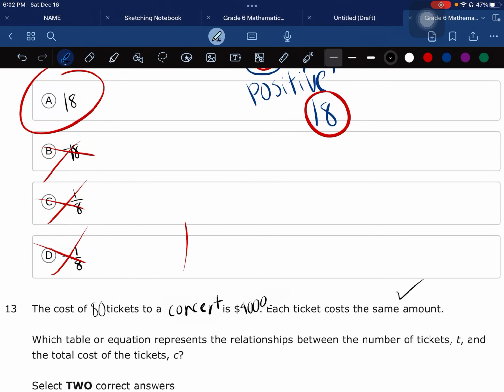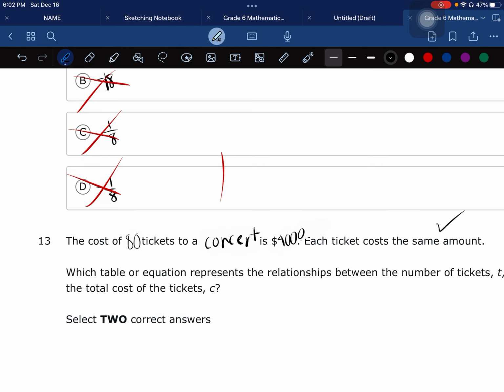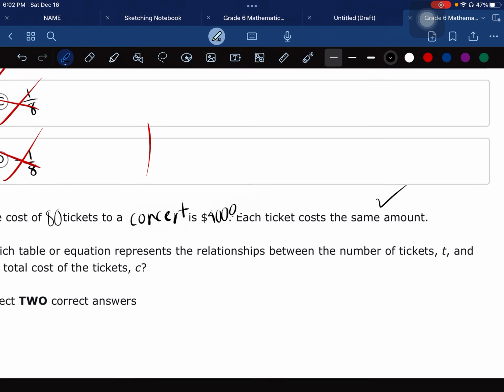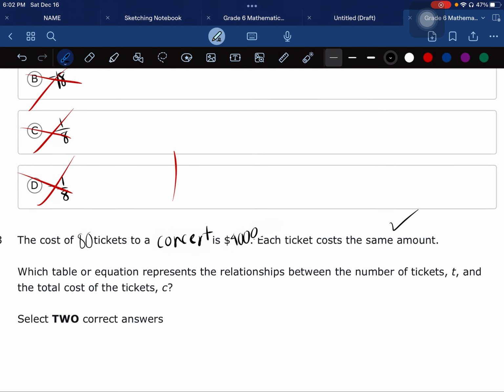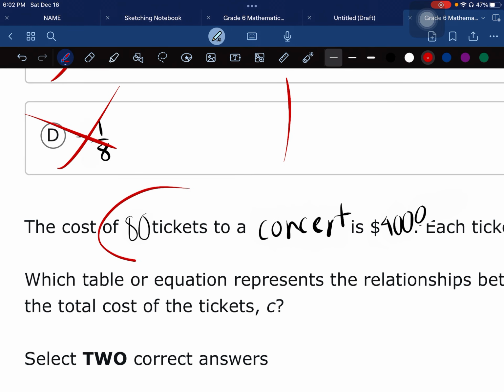Número 13, chicos. For number 13. The cost of 80 tickets to a concert is $4,000. Each ticket costs the same amount. Which table or equation represents a relationship between the number of tickets, T, and the total cost of the ticket, C? So first, chicos, what you need to do is find how much each ticket costs.